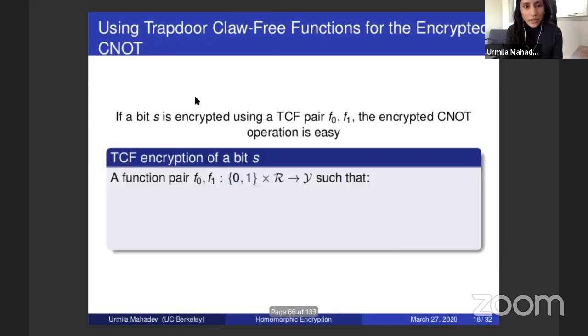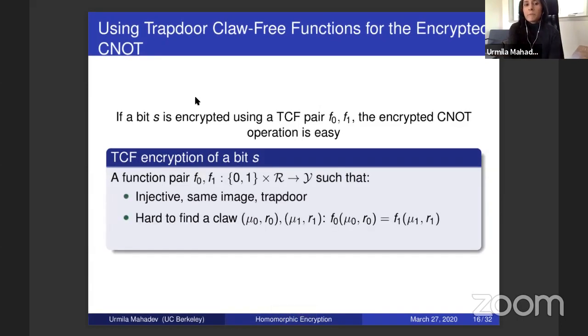Okay, here's what it means. This is a TCF encryption of a bit S. It's a pair of claw-free functions, F0 and F1. I've split up the domain, so the first part is a bit. These properties are just saying that it's a claw-free function pair. The function pairs are injective, they have the same image, there's a trapdoor. It's hard to find a claw, and I've broken up the claw so that mu0 and mu1 are bits. And the final property is what makes it an encryption. What this says is that for all claws, the first bits of the claw, mu0 and mu1, hide the bit S in the XOR. So mu0 XOR mu1 equals S.